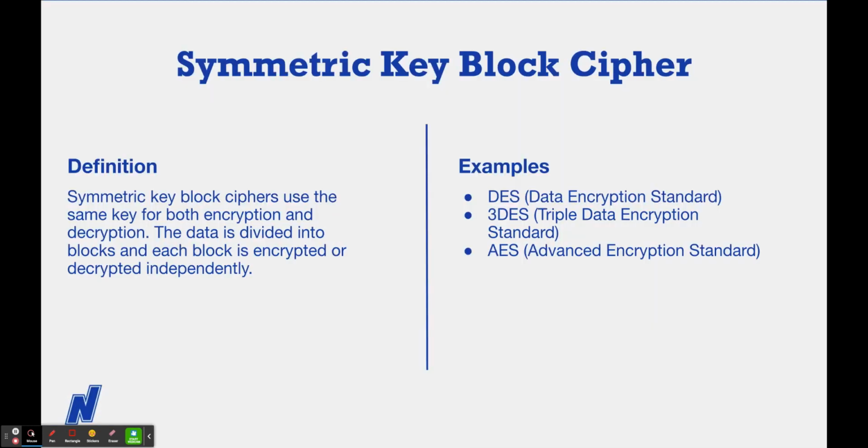Symmetric key block ciphers are a type of cipher where the same key is used for both encryption and decryption. Examples include the Data Encryption Standard (DES), the Triple Data Encryption Standard (3DES), and the Advanced Encryption Standard (AES). DES and 3DES have largely been subdued due to the vulnerabilities associated, as we talked about in previous lectures, with their shortened key length, while AES is currently the standard for most encryption protocols due to its strong security and efficiency.